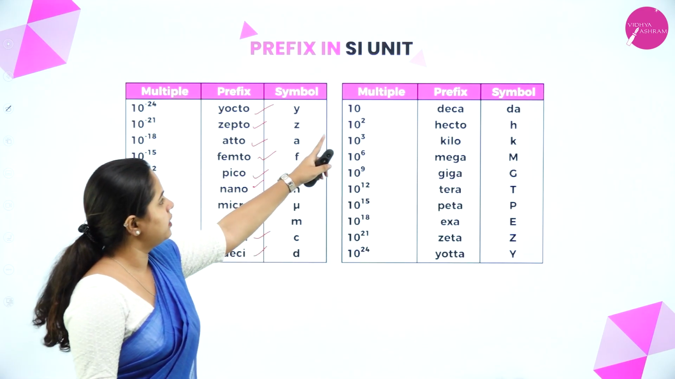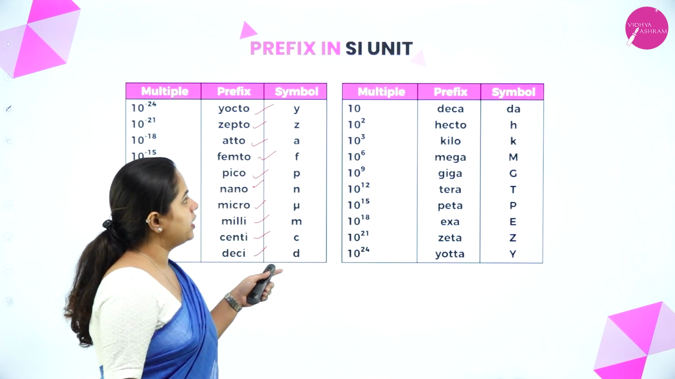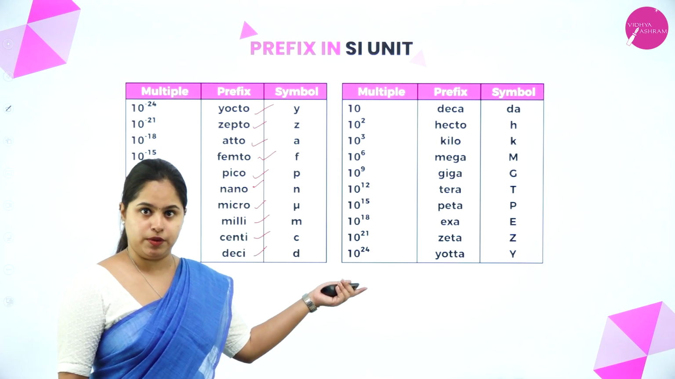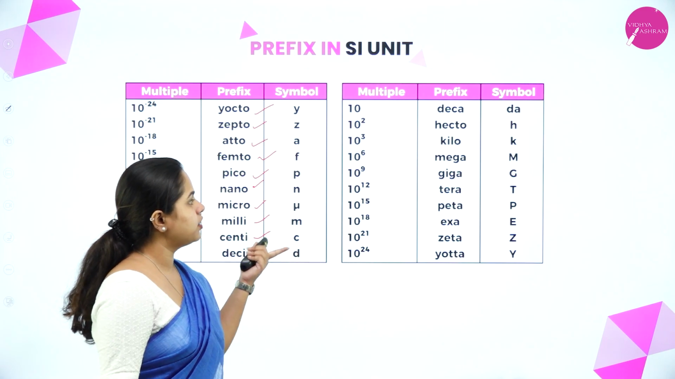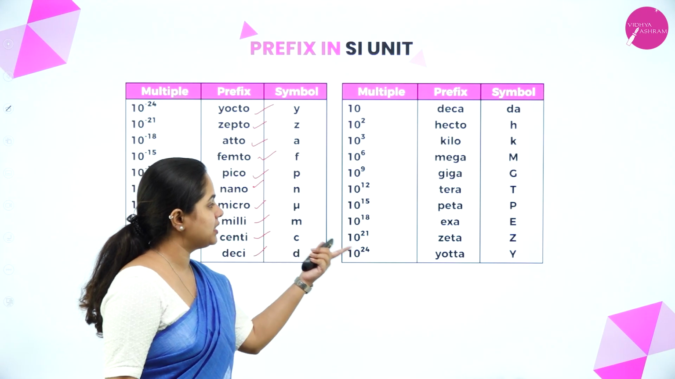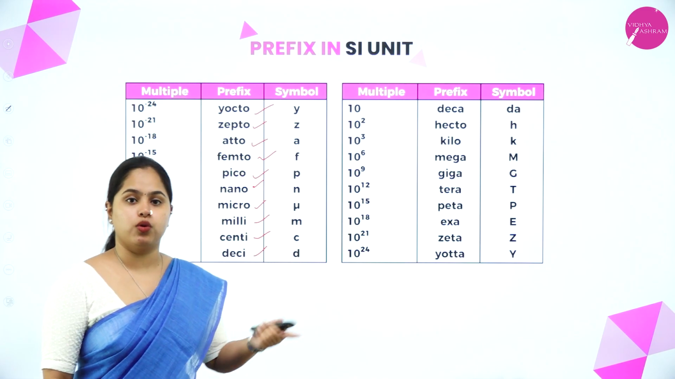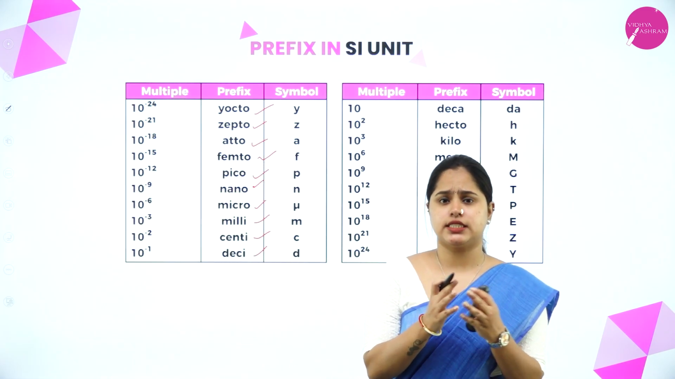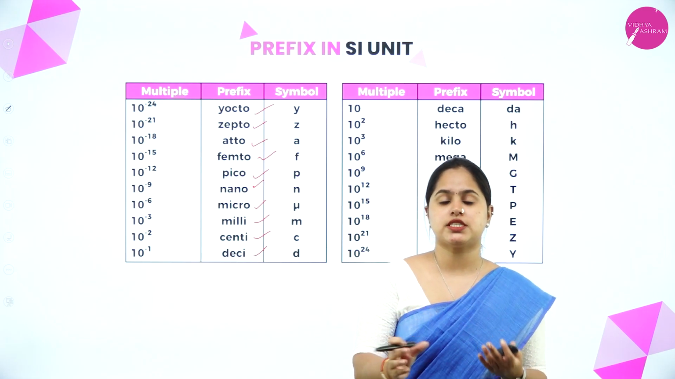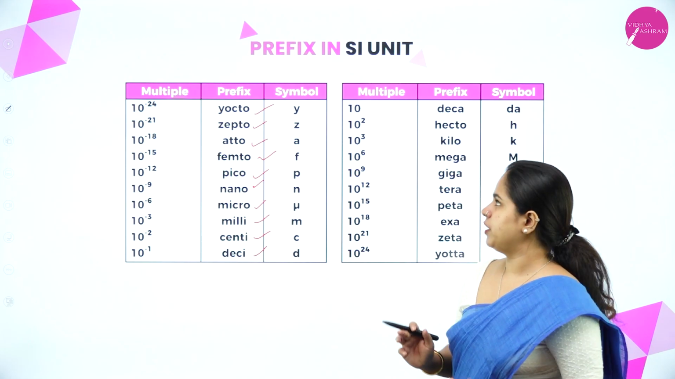Now comes 10. The prefix for 10 is deca. 10 squared is hecto. 10 raised to 3 is kilo. Yes, kilo will be familiar to you. 10 raised to 6 is mega, 10 raised to 9 is giga, 10 raised to 12 is tera, 10 raised to 15 is peta, 10 raised to 18 is exa, 10 raised to 21 is zeta, and 10 raised to 24 is yota. So, as I said in the beginning, instead of representing it as big numbers, you can use these short forms. I hope that is clear.